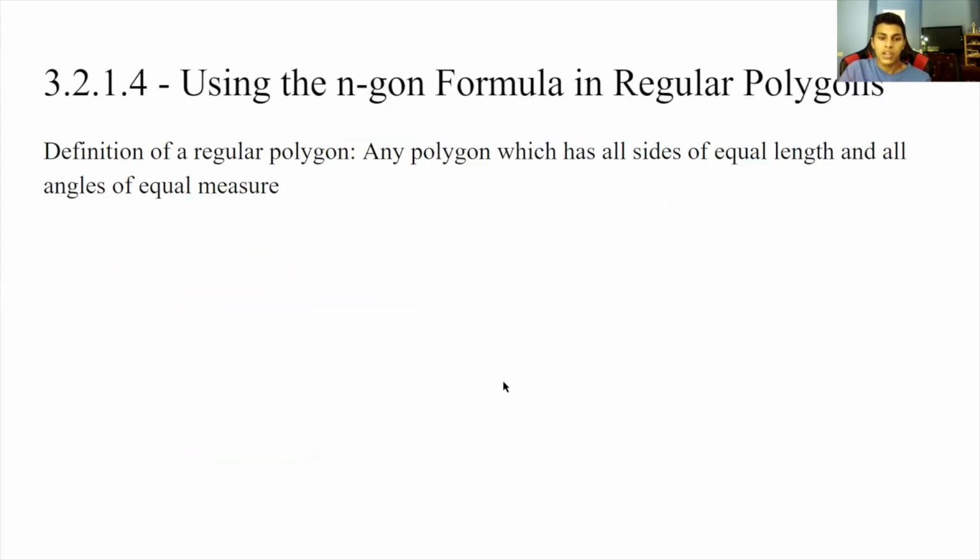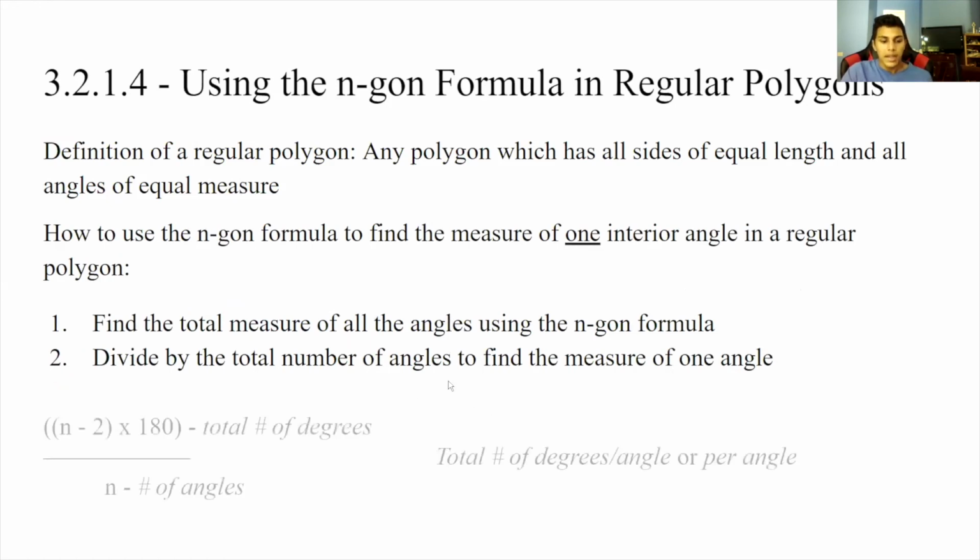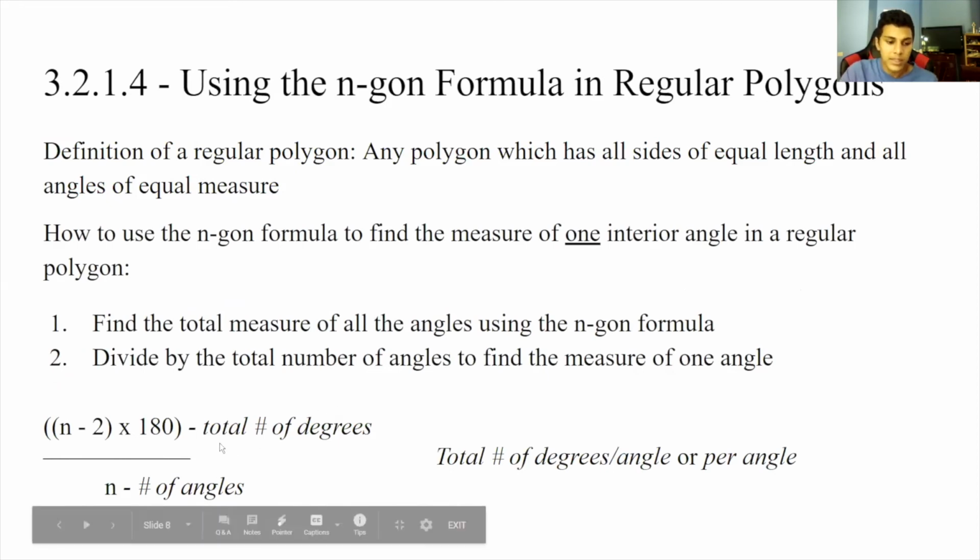Then after that, we talked about how to use the N-Gon formula in a regular polygon, where we could use it to find the measure of one interior angle, because in a regular polygon, every side and every angle is equal. So all you have to do is divide the total number of degrees by the total number of angles to find the measure of one angle. And the reason this works is because you're dividing the total number of degrees by the number of angles, so n minus 2 times 180, divided by n, which is the number of angles, to get the total number of degrees per angle.